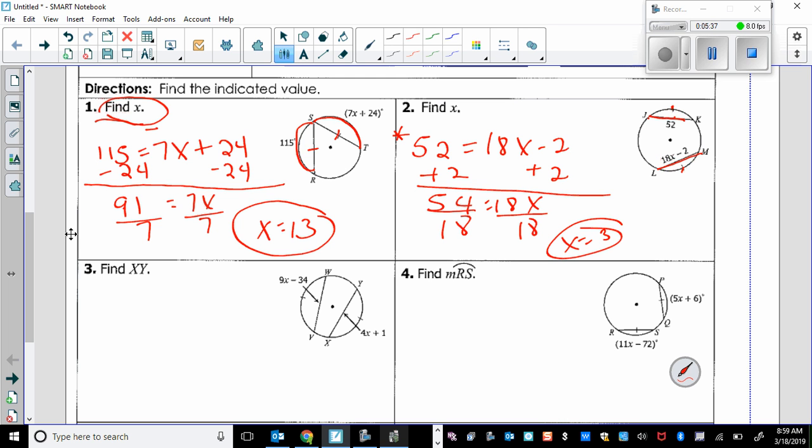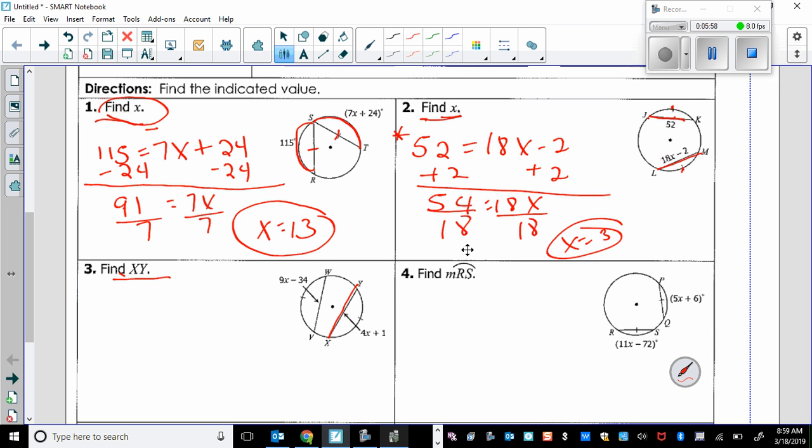All right, I want you guys to do number 3. But one thing I want you to do is, after I got 3, the question asks what is x, so I'm done. But here, after you solve for x, the question is asking you for xy, so you gotta plug the answer into this equation. Okay.